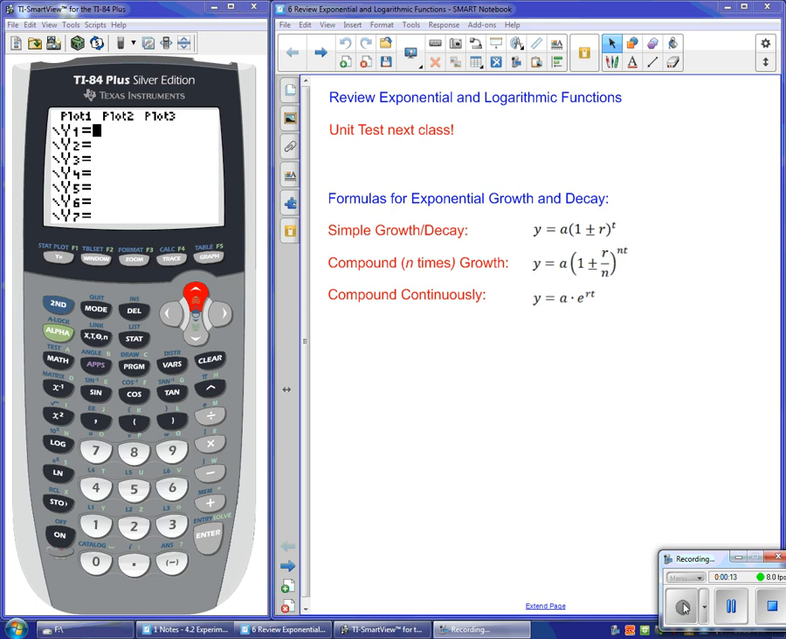I've got on this first screen the three formulas that we used with respect to exponential growth and decay. You will have them available to you on the test as well, so you don't need to have them memorized, but you do need to understand what each of the parts of each function represent. So for example, the a value is always going to be the initial amount.